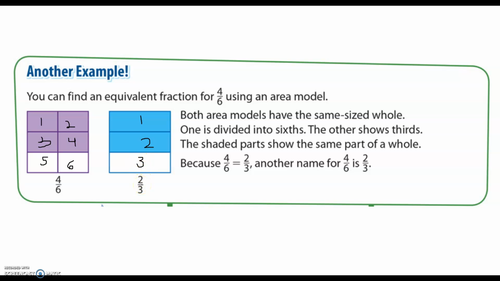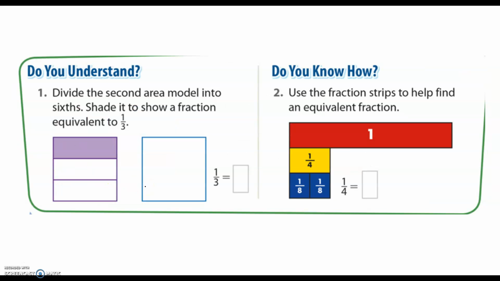Think about it like this. Say you had a cookie cake and you separated it into 1, 2, 3 pieces. Well, maybe more friends come. The cake is still the same size, but you cut it into more pieces. Divide the second area model into 6. Shade it to show a fraction equivalent to 1/3.